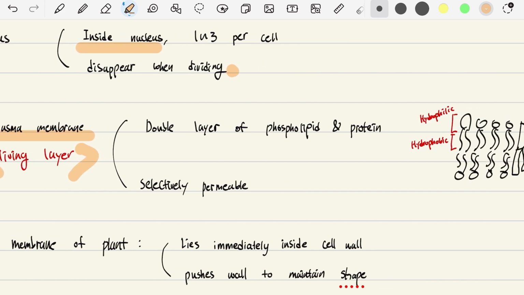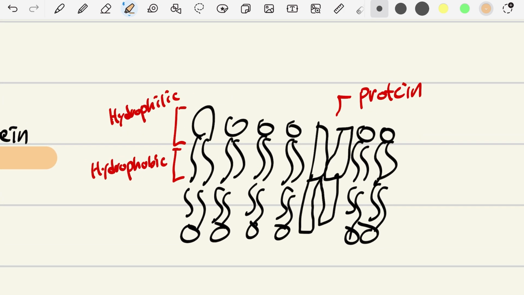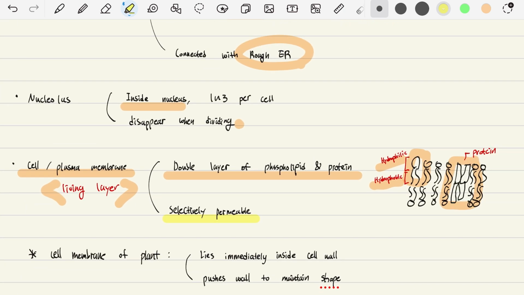The cell and plasma membrane are always, not usually, always a double layer of phospholipid and protein, which looks something like this. And there's a protein where materials go in and out, and this is the phospholipid where the head is hydrophilic and the tail is hydrophobic. And plasma membranes are selectively permeable, and this means that they sometimes let materials in and sometimes let them out. And this is a really important characteristic since this is how the material concentration inside the cell is controlled.